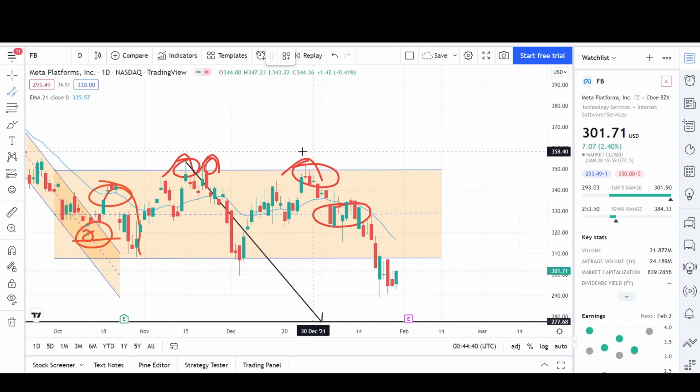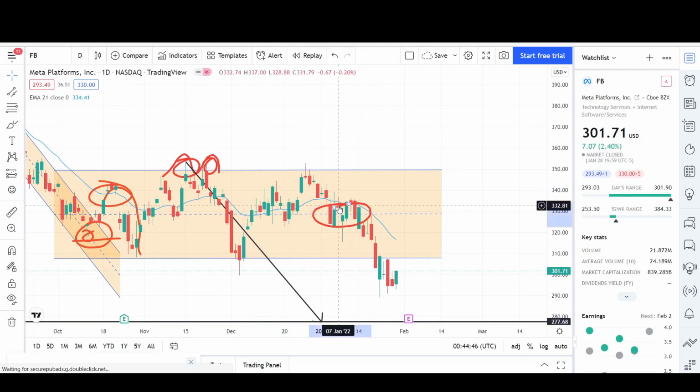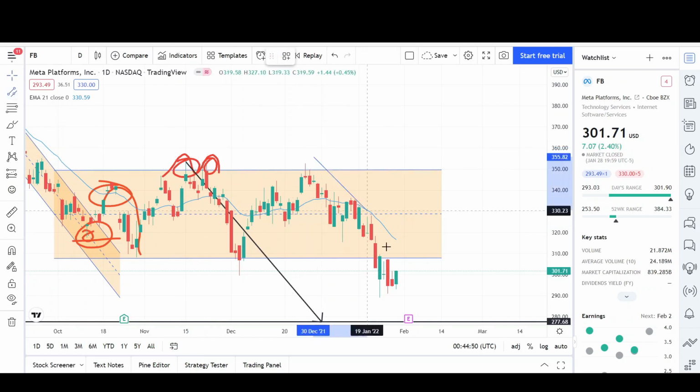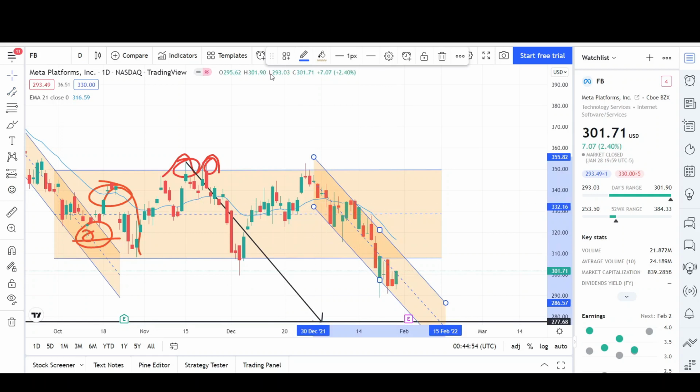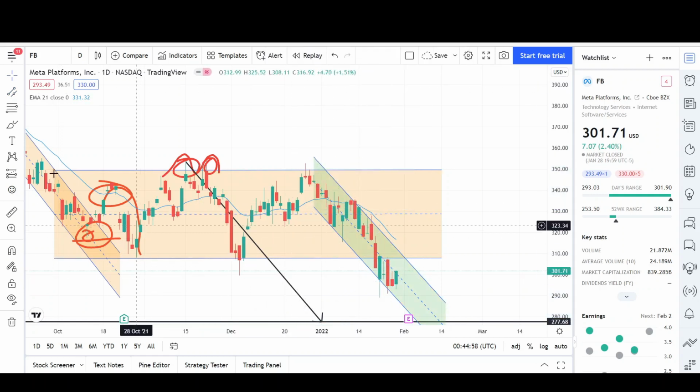So let's go ahead and clean this chart up a little bit more. Let's erase the drawings. Take that out of the way. So let's put a channel on here. This channel fits the prices pretty good, and it's working lower. In the near term, I'm expecting a pullback for Facebook and a lot of other companies because we are kind of oversold. Not by much, but I'm expecting a slight pullback.